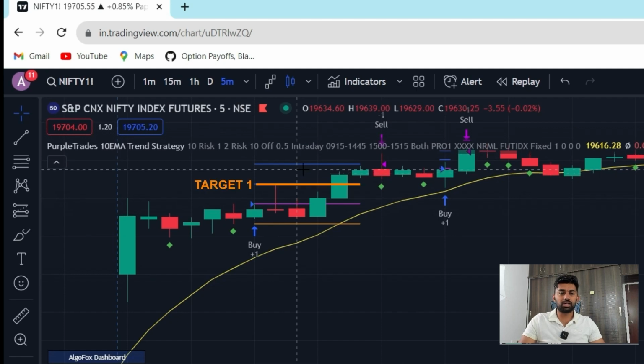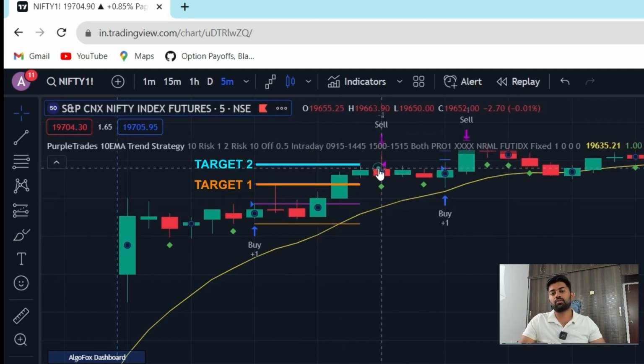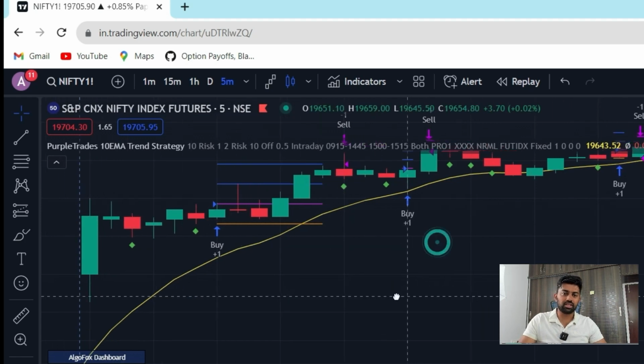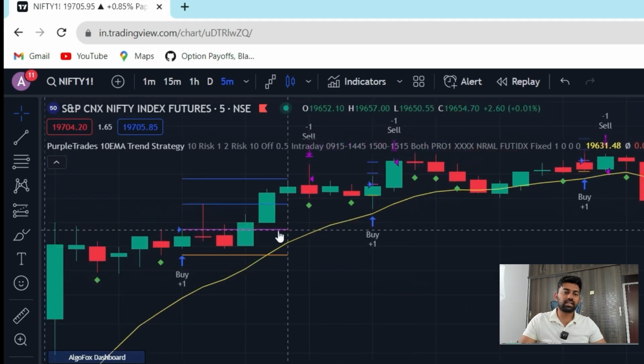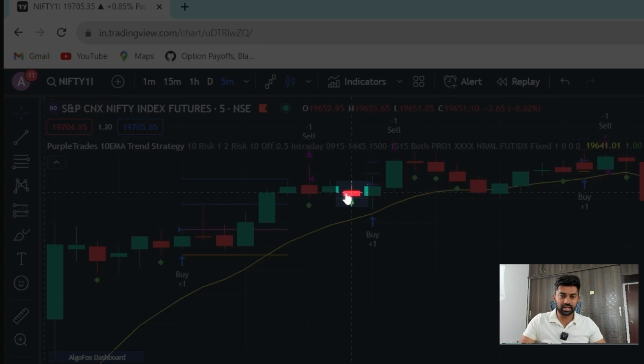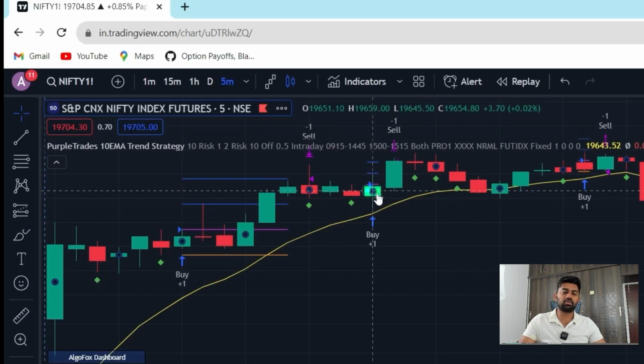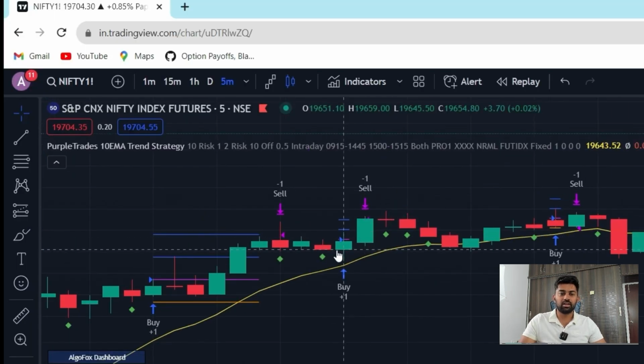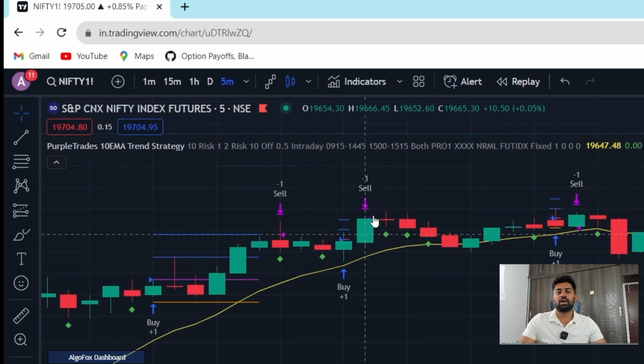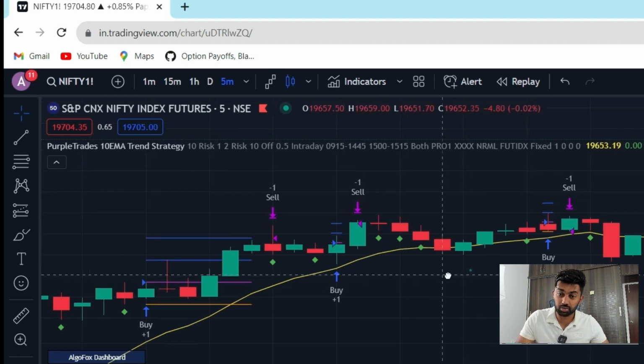And we had two targets, target one, target two. And finally, the target 2 of 1:2 risk reward was also achieved. Similarly, after the target was achieved, again, there was a red color candle, and then again, the high was broken, and then again, take a trade. And in the next candle itself, our 1:2 target was achieved, so forth and so on.